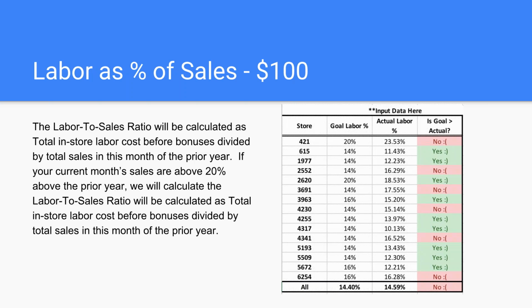Now I will give the appropriate asterisk because this is what came up when we were testing this. So there are some stores that say my number of sales from last year is not fair because I'm killing it this year. So if your store current month sales are over 20% above the prior year, we're going to recalculate the labor to sales ratio by taking the total in-store labor cost divided by the total sales in this year versus last year.